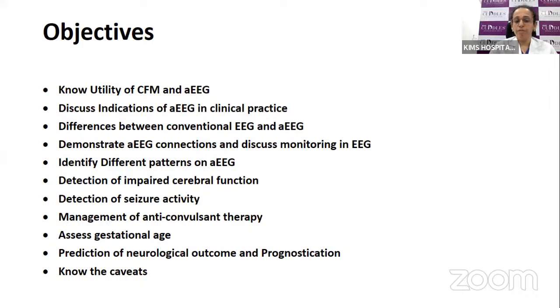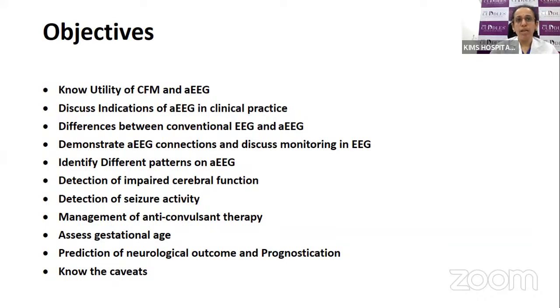And what is the effect of medications on the EEG graphs? The maturation of the EEG patterns according to gestational age, and also the prediction of neurological outcome and the prognostication of the baby's future based upon the normalization of the EEG following treatment, and also the different caveats, that is the limitations of aEEG and when we should opt for the conventional EEG.